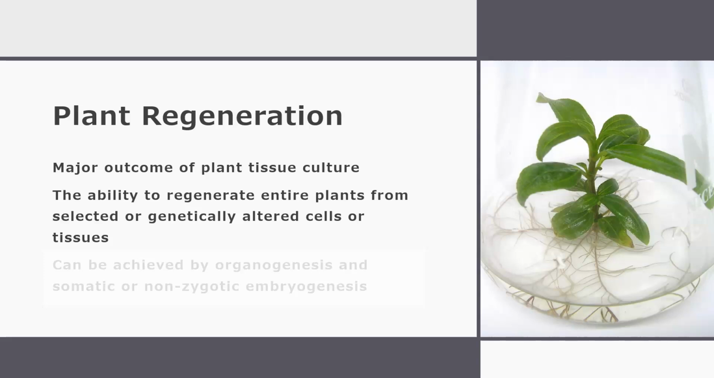In vitro plant regeneration is a process in which explants, after undergoing cell division and differentiation, form organs and tissues throughout their growth period. In general, there are two methods of in vitro plant regeneration used for practical propagation: organogenesis and somatic, or non-zygotic, embryogenesis.